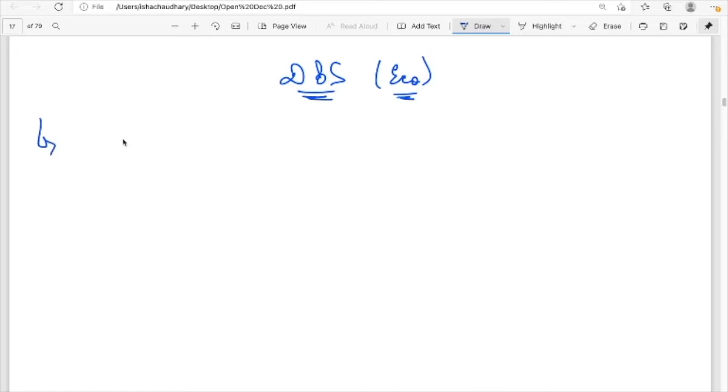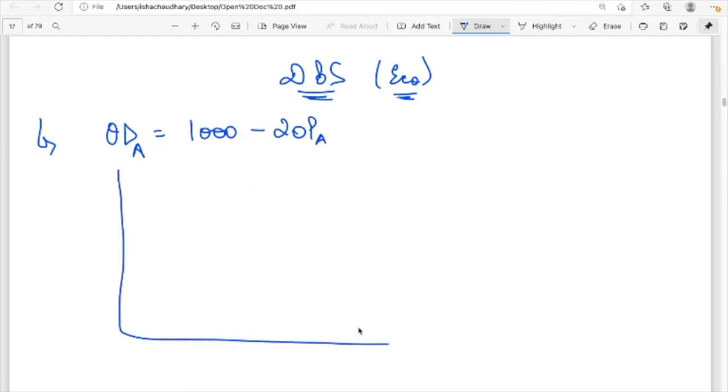In my previous video, I talked about a demand function, QDA, the quantity demanded for product A, which equals 1000 minus 20 PA. I can plot this on a graph and say that this is my demand curve, wherein 50 is the maximum price I can get for my product A, and 1000 is the maximum quantity that I can sell, and this is 0.